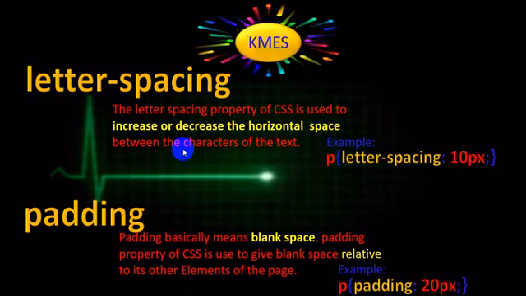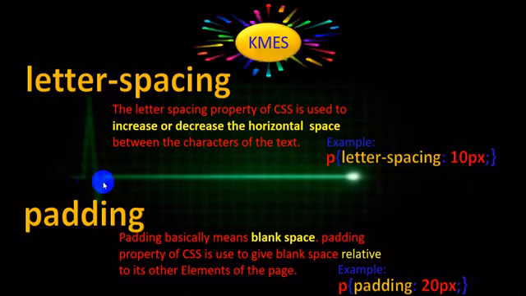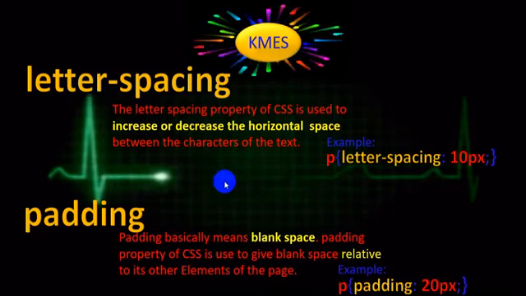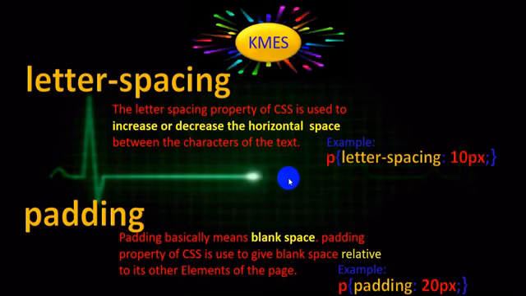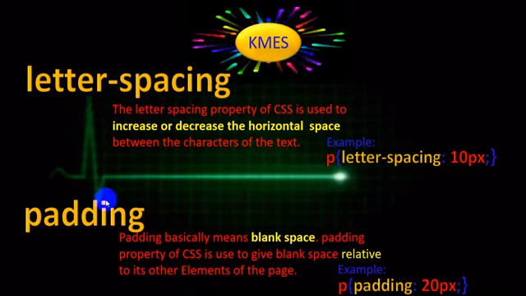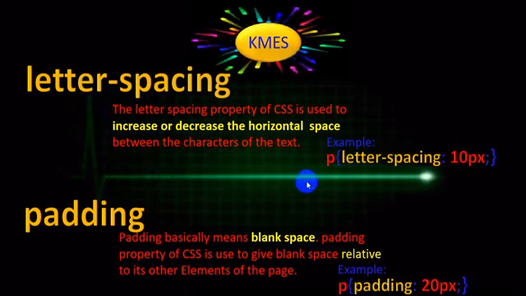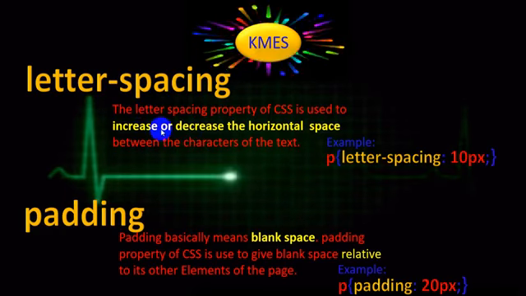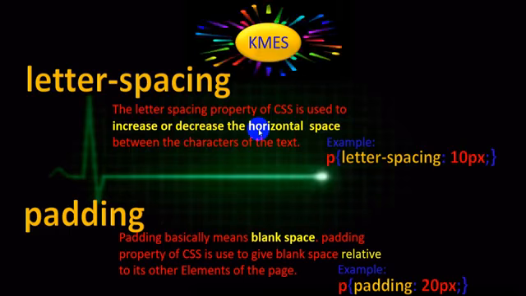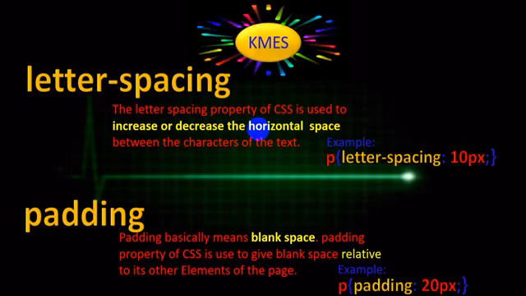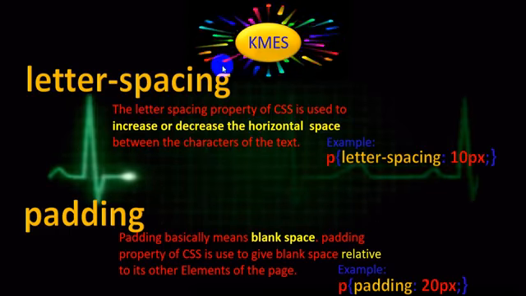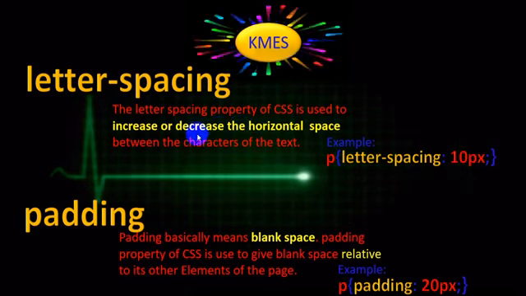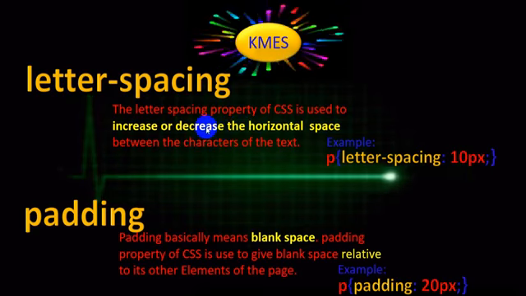Rows means the horizontal line. For example, if you see in an animation a line continuously moving, that line is moving horizontally, and this line shows vertically. So this property, the letter spacing property, is used to increase or decrease spaces horizontally. Horizontally means you can increase and you can decrease, because we have some normal space.